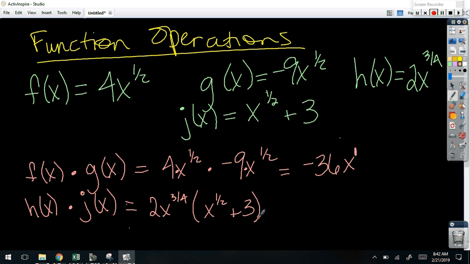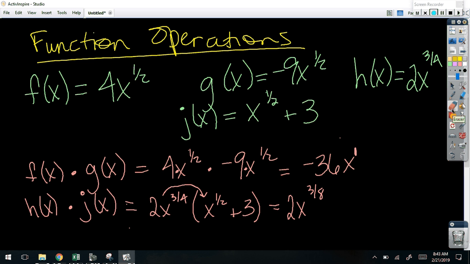So, Joseph said we distribute, and that we do. 2x to the 3/4 times x to the 1/2 is what? I made it 3/4 plus 2/4. Yeah, I thought it would be 7.